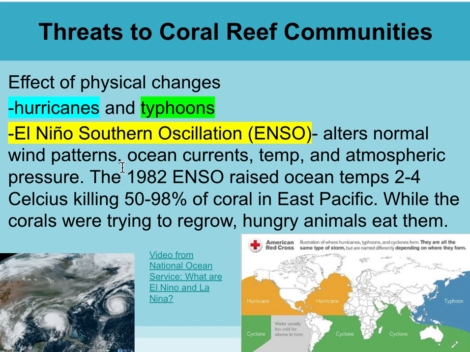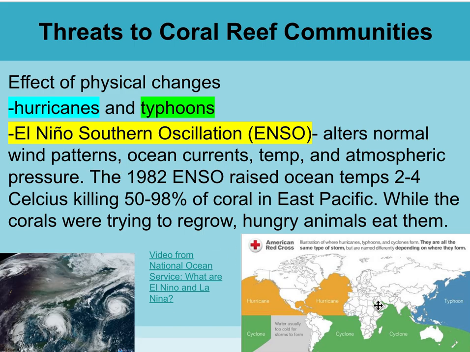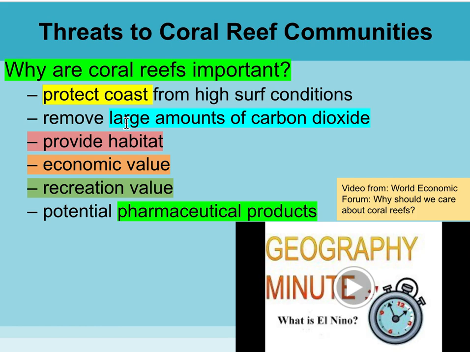And then, of course, while they're trying to regrow, unfortunately, a lot of things try to eat the babies, because if you're a corallivore and most of the coral has died, then you're going to just eat the little babies before they're even adults. And so it's really hard after one of these storms has happened for coral to regrow. Specifically, the El Nino of 1982 killed 50 to 98% of the coral in the East Pacific. So very devastating.